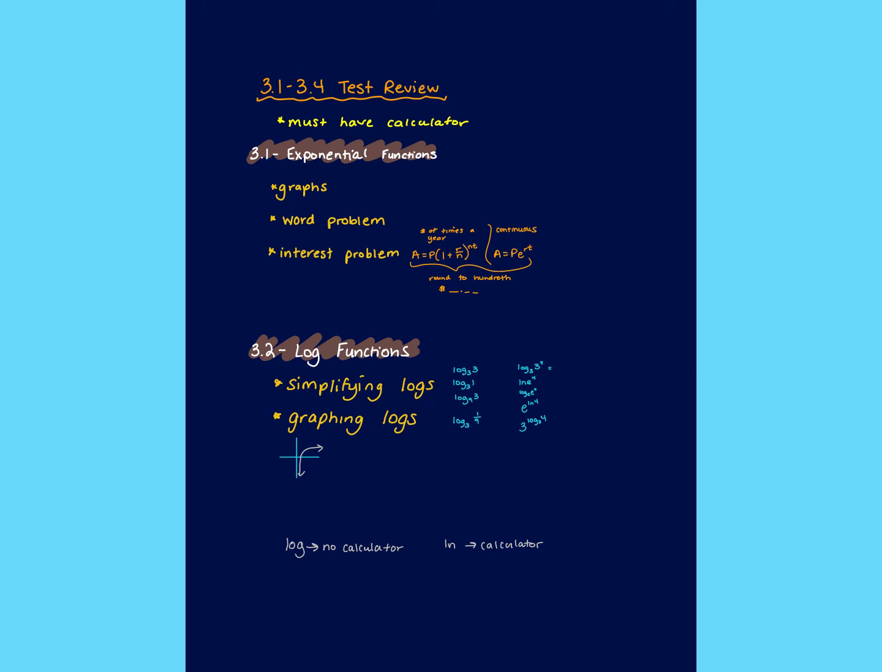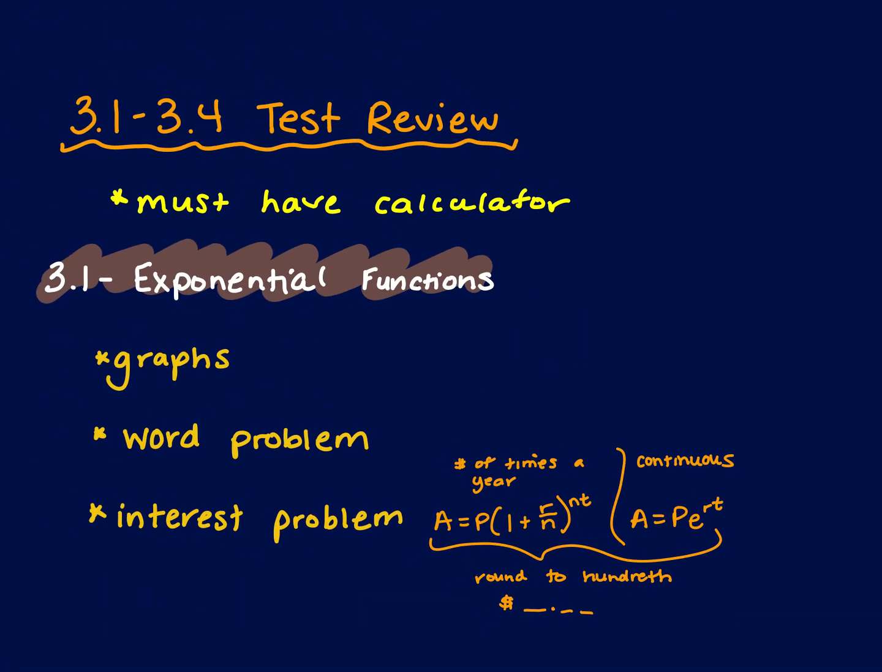All right, so we're going to go through the note. We're going to kind of go through the topics. There are some examples built in here, and then your job is to work through the PDF review. So it is 3.1 to 3.4. You do have to have a calculator.